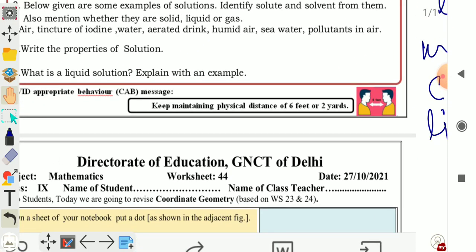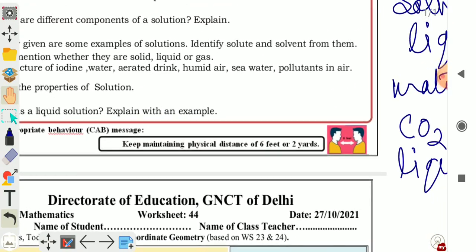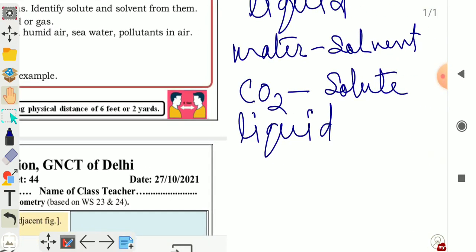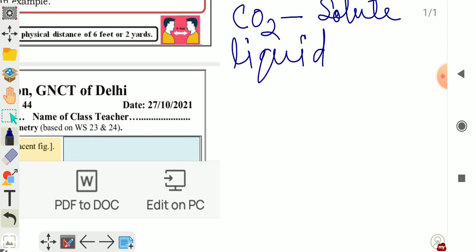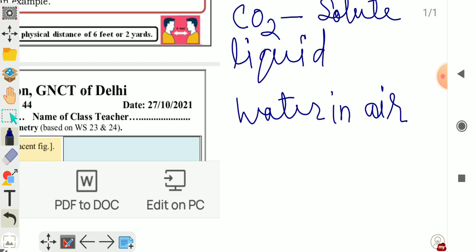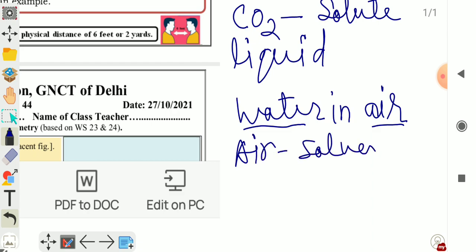Next is humid air. What is in humid air, children? Humid air is a gas in which water is present. Humid air means water in air, and it is gaseous form. Water in air is water vapor, and air is solvent and water is solute.